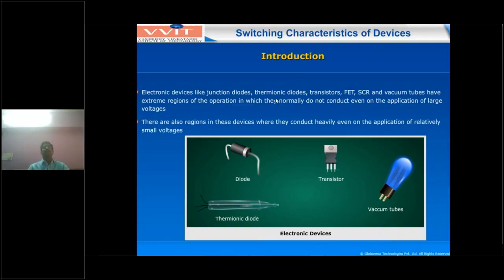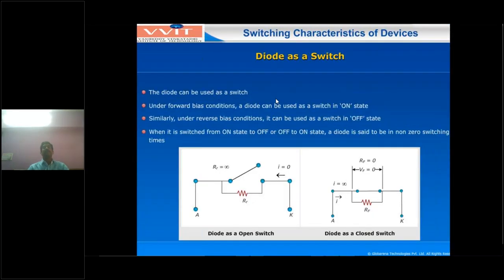There is a transition from cutoff to on state or on to off state. Similarly, a transistor also operates in two nonlinear regions: one is cutoff to active, and the other nonlinear region is active to saturation. Here I'm considering first the diode as a switch. This is the diode as an open switch in the ideal condition, and in the forward bias condition, the diode can be used as a switch.